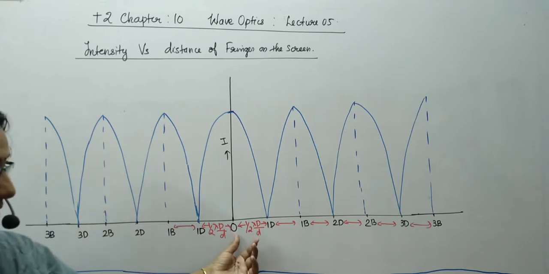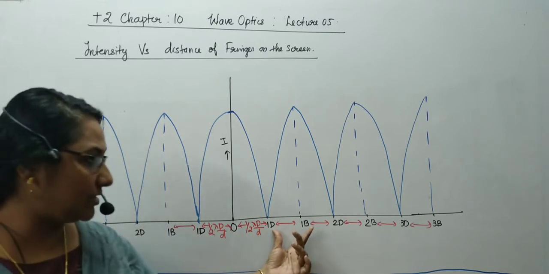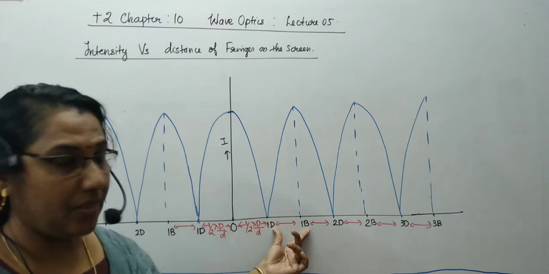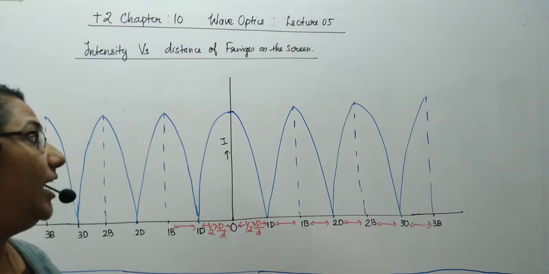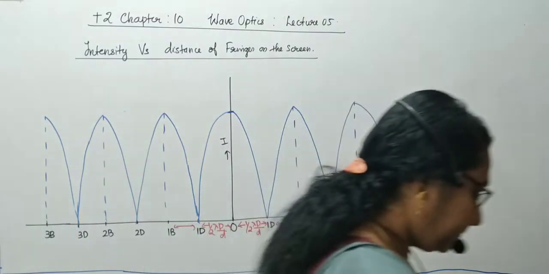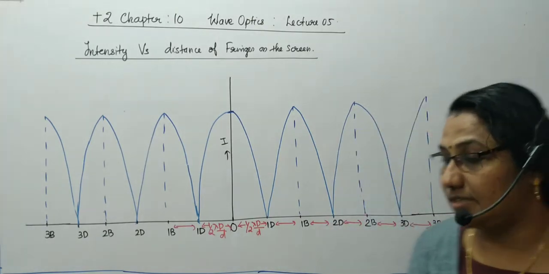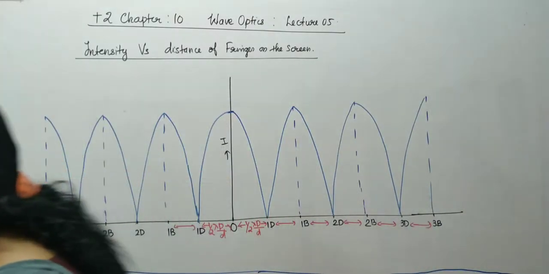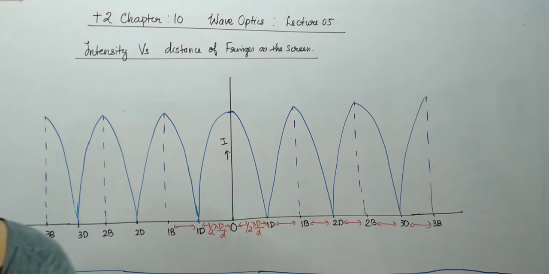This is the central position, first minima at half lambda D by d, first dark to first bright half lambda D by d, half lambda D by d, and so on. So this is the intensity versus distance graph. Clear? In the last class we discussed the position of the nth bright, nth dark, band width, the width of each band, and so on. And this is the intensity versus distance graph.